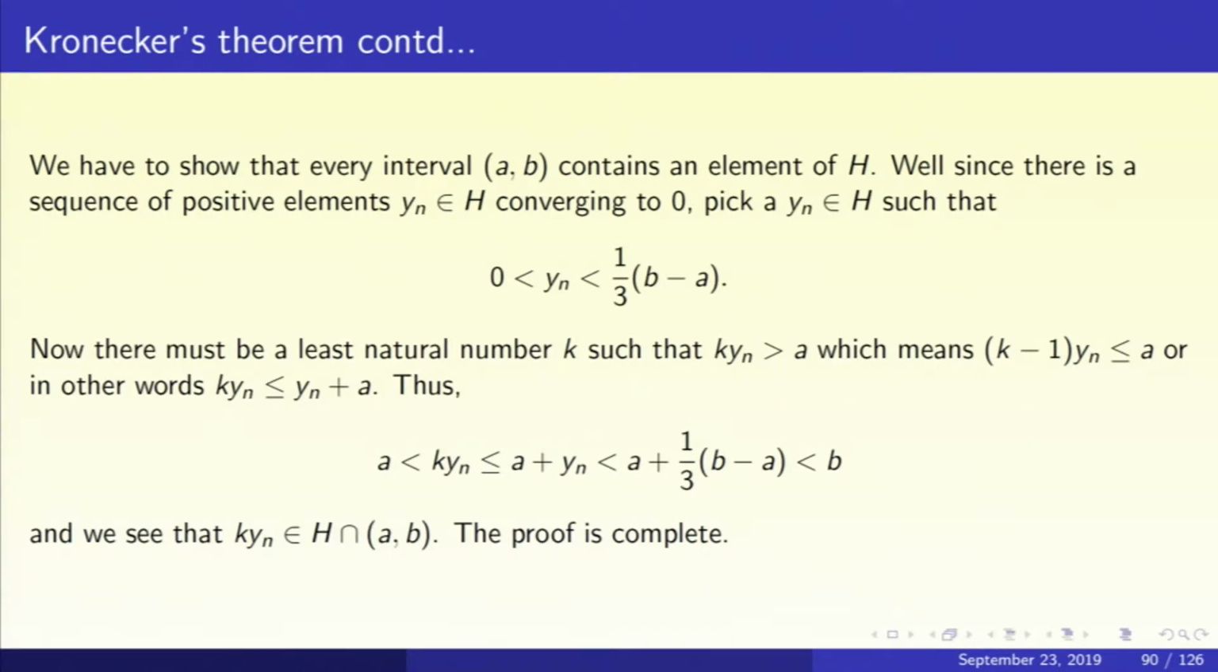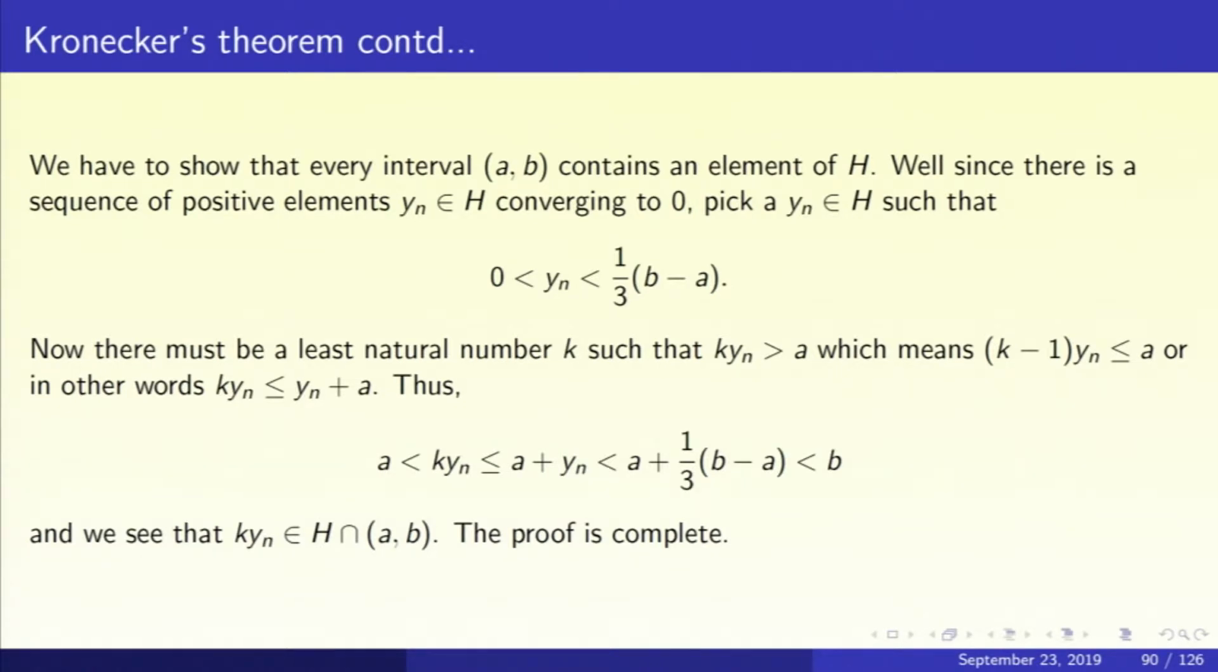So now we shall show that every interval (a, b) contains an element of H. Now, since mu is the infimum and mu is 0, I can find a sequence of positive elements yn in H converging to 0. So pick a yn in H such that 0 is less than yn less than 1/3 of b minus a. Take my epsilon to be 1/3 of b minus a, for instance, and this interval (0, 1/3 of b minus a) must contain an element yn in H. Now there must be a least natural number k such that k yn exceeds a. That's the Archimedean property. And so (k minus 1) yn is less than or equal to a, or k yn is less than or equal to yn plus a.